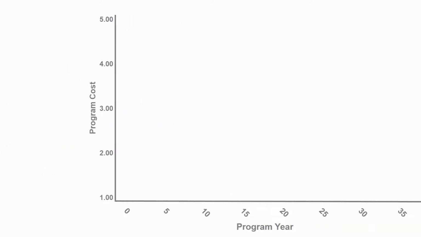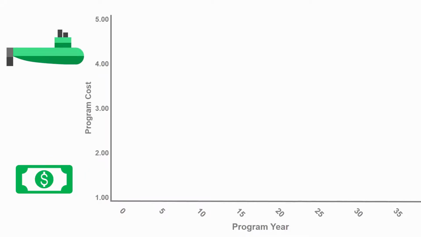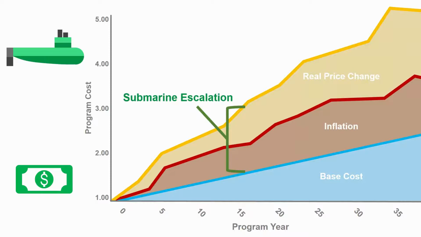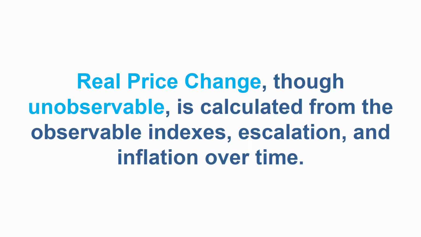Another way to see how escalation incorporates inflation and real price change is to represent it in graphical form. To start, recall that all programs have a base cost, essentially what it would cost to buy each unit of the program if the cost never changed over time. On top of the base cost, the program is affected by escalation. Notice how the cumulative effects of escalation on the Columbia-class program are a combination of inflation and real price change. That is because real price change is calculated from a combination of escalation and inflation over a period of time.